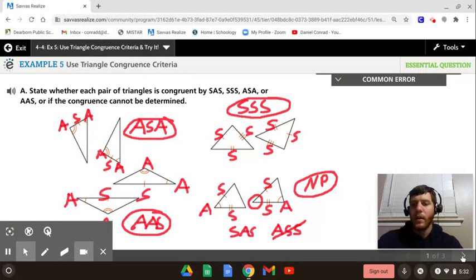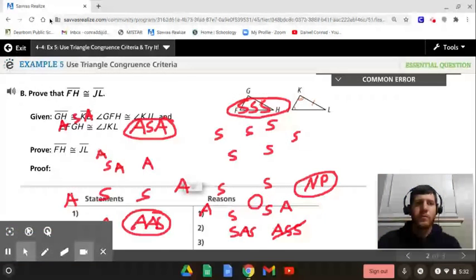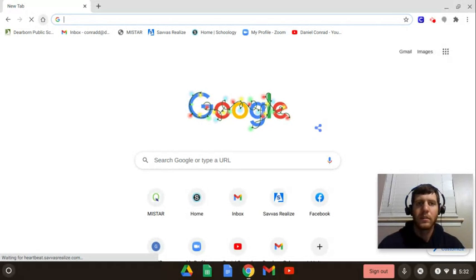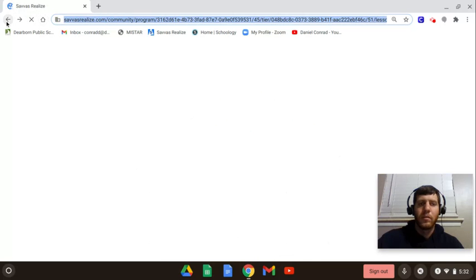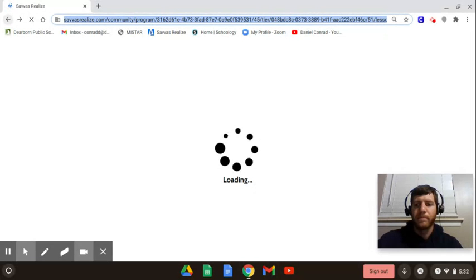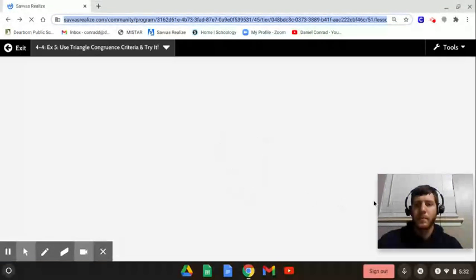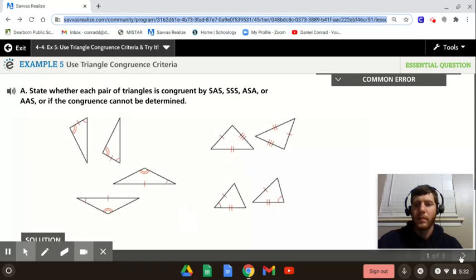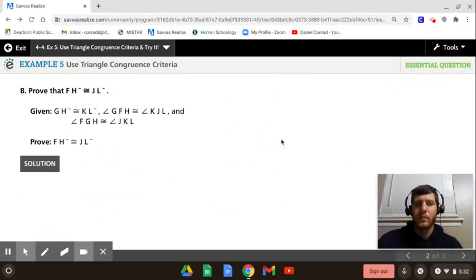Okay, and then part B here is a proof. So let me refresh just to get rid of the writing on there. I think I hit the home button instead. Okay, and let me hit the over button here because there's a part B.